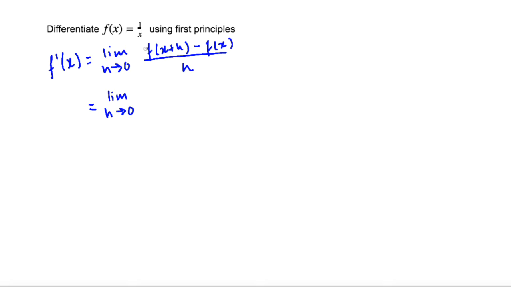Applying that process to this function here gives us the limit as h approaches 0 of, f of x is 1 on x, so f of x plus h is 1 on x plus h, minus f of x, well f of x is just 1 on x, so that's that, all divided by h.